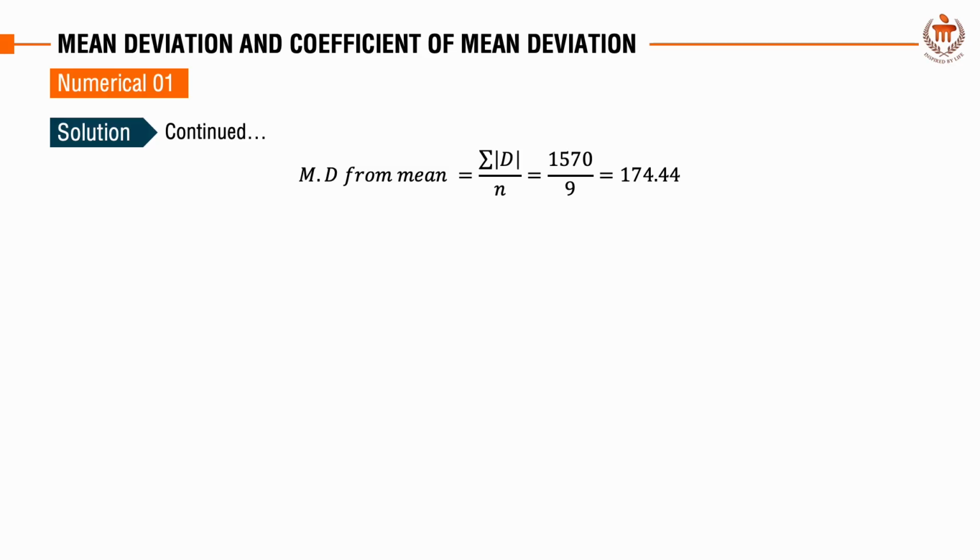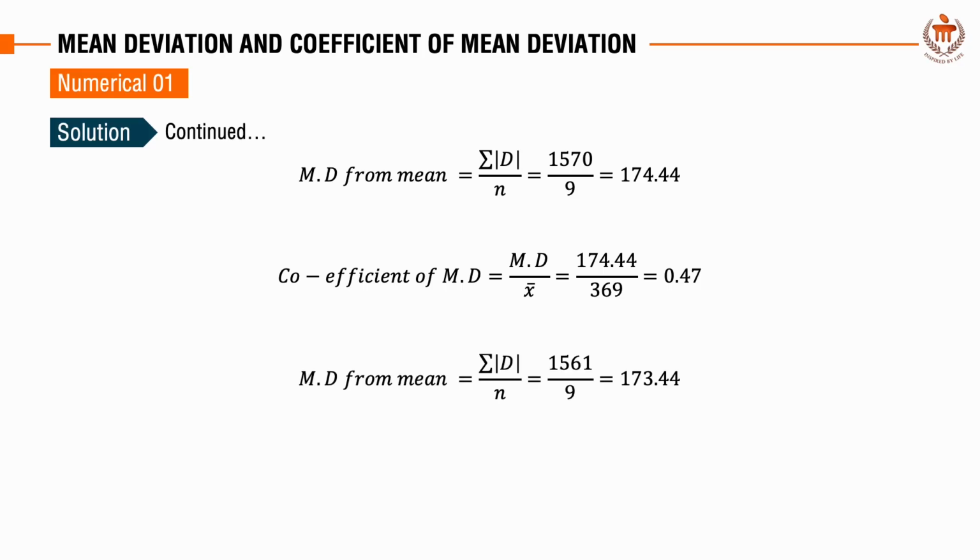Now, when we find the mean deviation from the mean, we take the average: the summation of D we got is 1570, and n is 9. So the mean deviation from the mean would be 174.44. Similarly, the coefficient of mean deviation here would be 174.44 divided by 369, where 369 is the arithmetic mean.